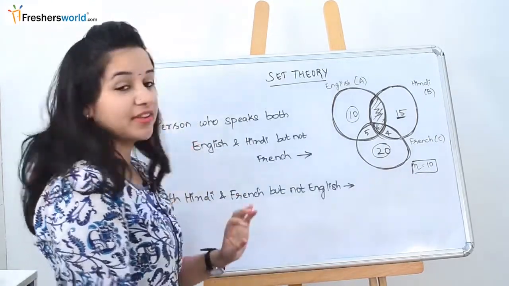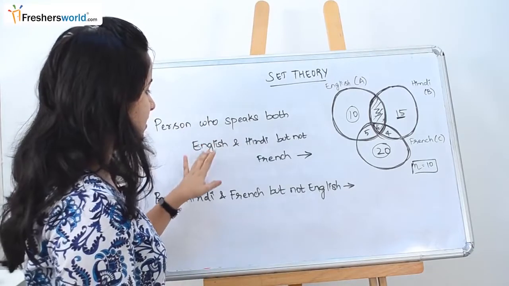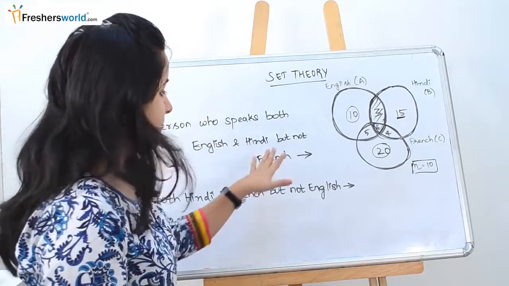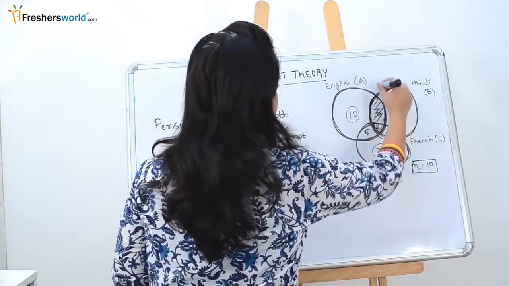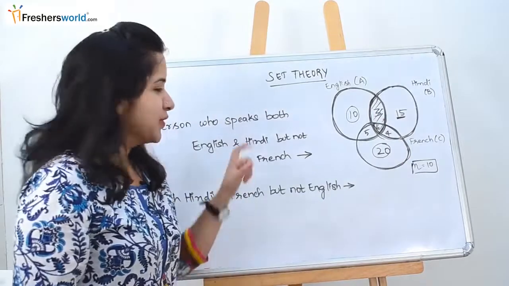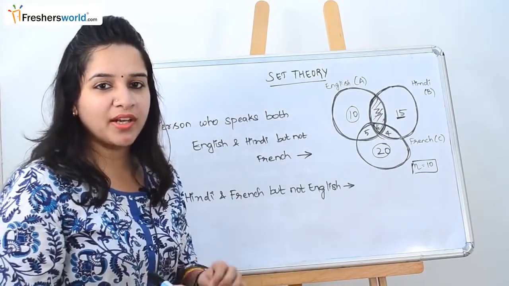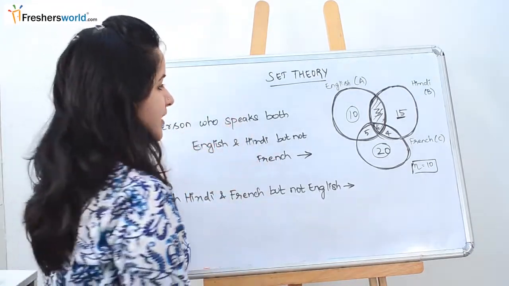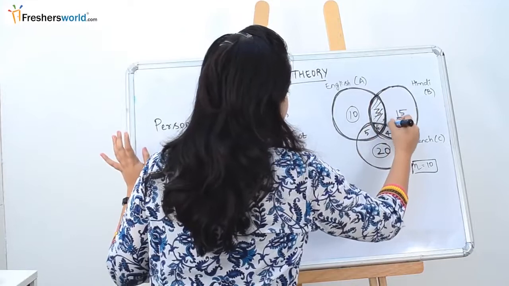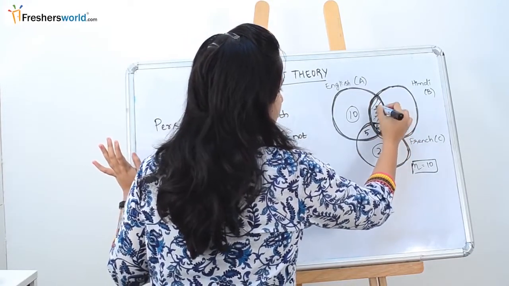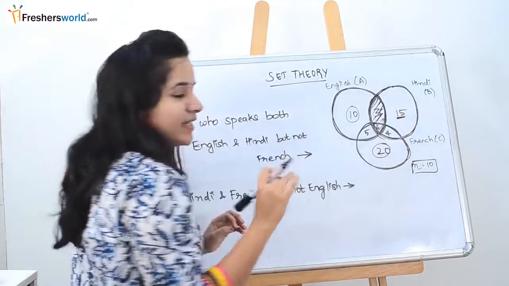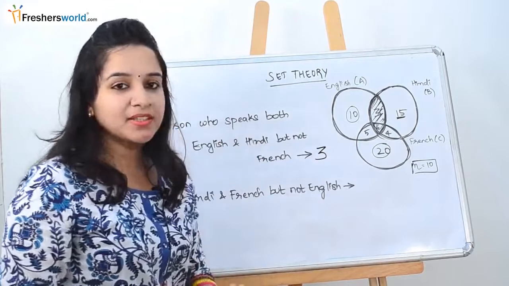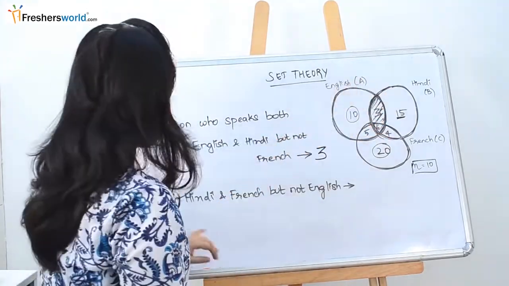So the next question that they have given is persons who speak both English and Hindi but not French. So what they are saying is that people who know English and Hindi but they don't speak French. When you see this question, it is more similar to the one that we dealt with earlier, that only English and Hindi. The same answer is going to be applicable here. So these are the people who know English and Hindi as well as French. But here, if you see, this is the intersection which talks about only English and Hindi. So the answer for this question is nothing but 3. So only 3 persons know English and Hindi but not French.